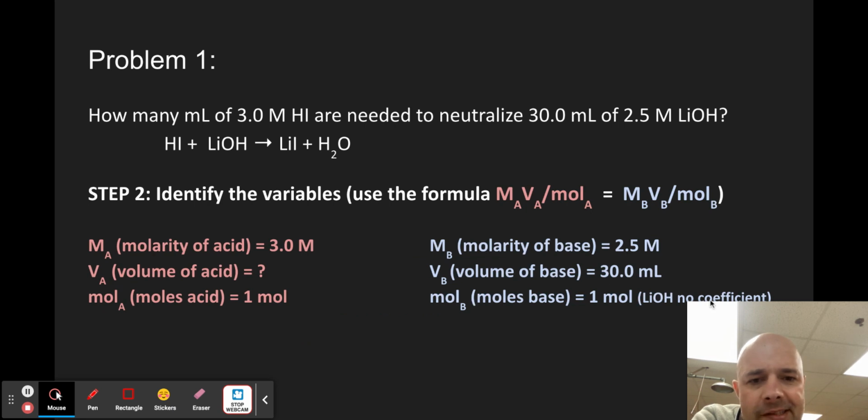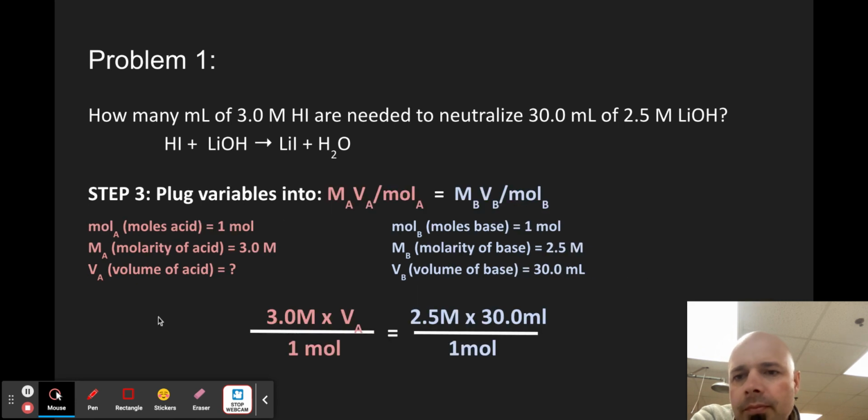And then on the base side, the molarity of the base, that's the 2.5 M because it's LiOH, the base, so 2.5 molar. The volume is given as 30 milliliters. And finally, since LiOH here in the equation doesn't have any coefficients, that means you have 1 mole of it. Okay, let's keep going. Now, step 3.